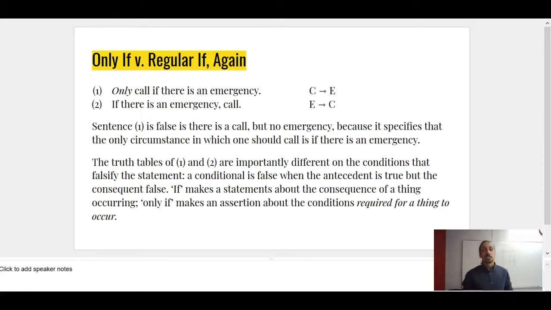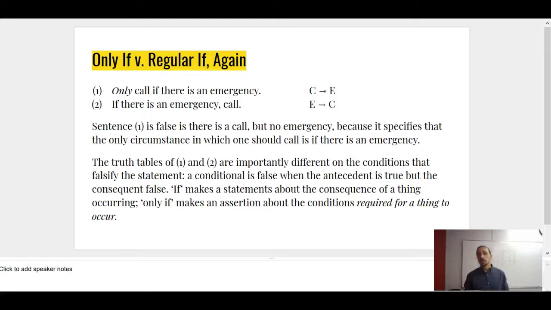Notice that sentence 1 is false if there's a call but no emergency, because it specifies that the only time you should call is if there's an emergency. However, if I say, if there's an emergency, just call, I can call anyway. You didn't say only call if there's an emergency. I could call for some other reason. In sentence 2, you're telling me what to do in the event of an emergency, which is that I should call. But if I say only call if there's an emergency and I hear my phone ring, I'm like, oh, something must be going down.